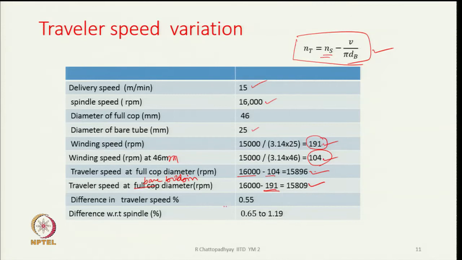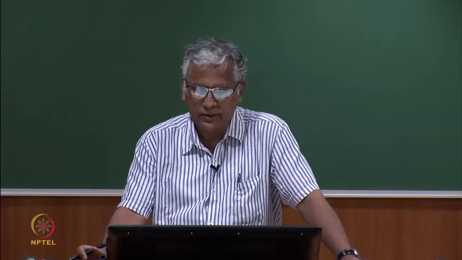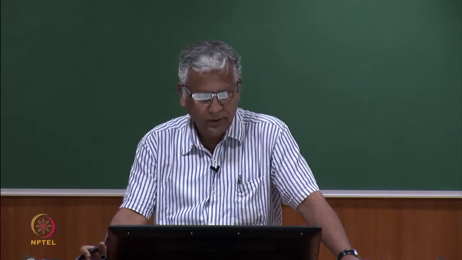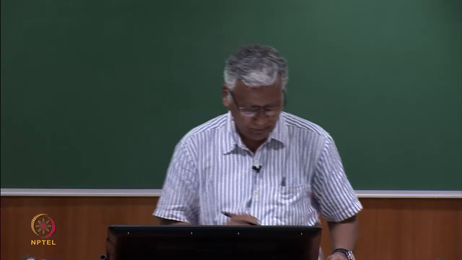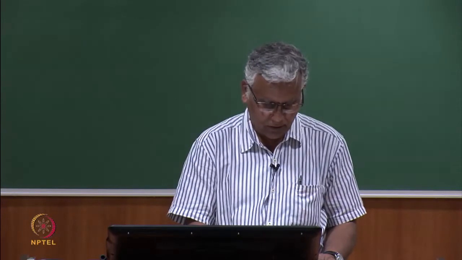So, the difference in traveler speed is 0.55% only. Therefore, the difference with respect to spindle speed is only 0.65 to 1.19%. So, the difference between spindle speed and traveler speed is hardly 0.65% or 1.2%. These are so little that for all practical purposes we consider spindle speed to be equivalent to traveler speed, and with that we do the calculation of twist, because that is not going to give you much difference in the values of twist.